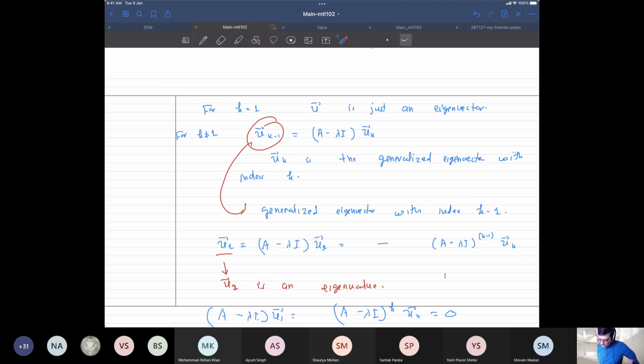Every time you multiply it by A minus lambda I, you get a generalized eigenvector of one lower degree. You keep decreasing this index, one less each time. At some point it will reach index 1, and index 1 means that it's an eigenvector. So if its index to start with is k, you multiply with this k minus 1 times, and this makes it an eigenvector.